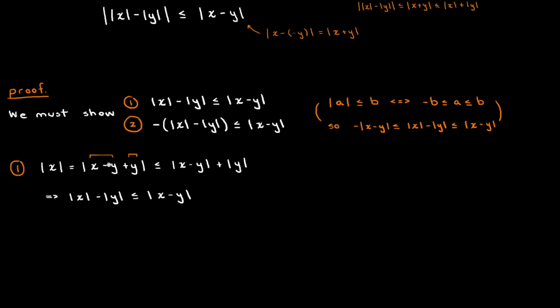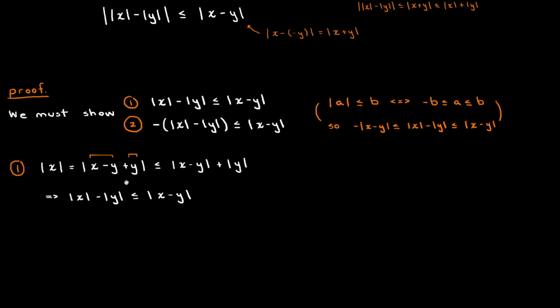Then we can apply the triangle inequality above to say that this is less than or equal to the absolute value of x minus y plus the absolute value of y. Just think of this as one number and this as the other number. Then it should be less than or equal to the sum of the individual absolute values. Then we can simply subtract the absolute value of y on both sides, and we are left with this, which is exactly statement 1.